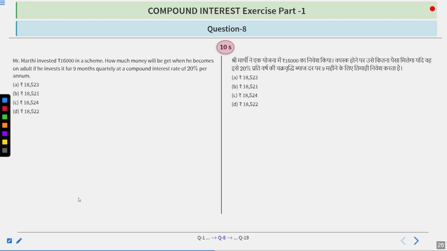Next is, Mr. Marthi invested rupees 16,000 in a scheme. How much money will he get when he becomes an adult if he invests it for 9 months quarterly at a compound interest of 20% per annum? And the options are option A, rupees 18,523, option B, rupees 18,521, option C, rupees 18,524, and option D is rupees 18,522. These are the options.